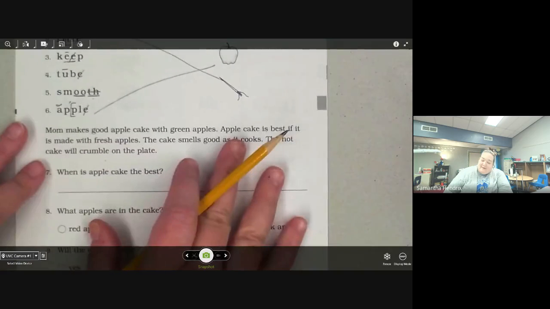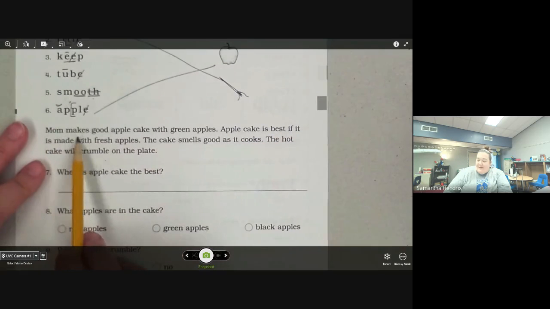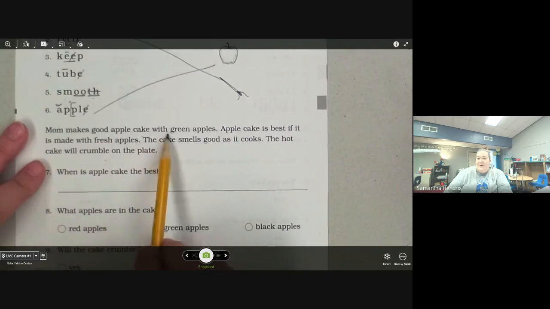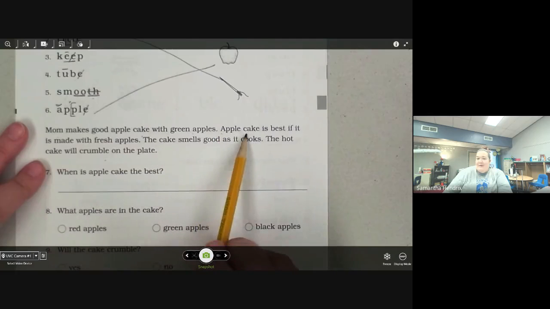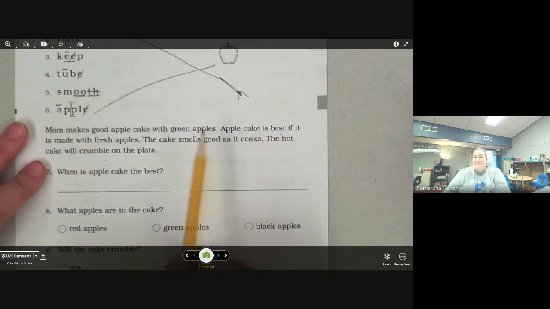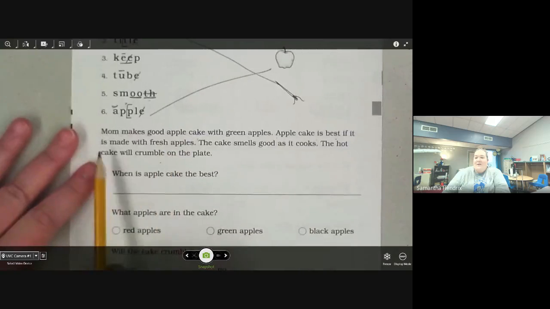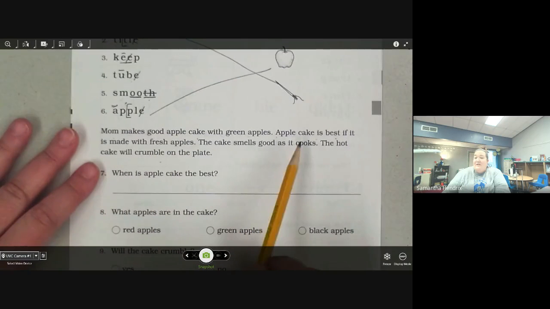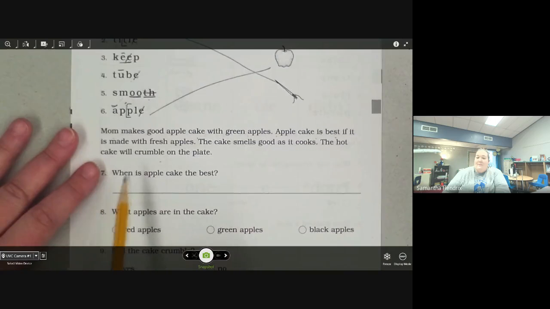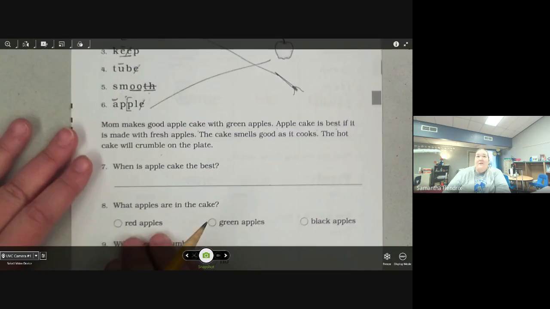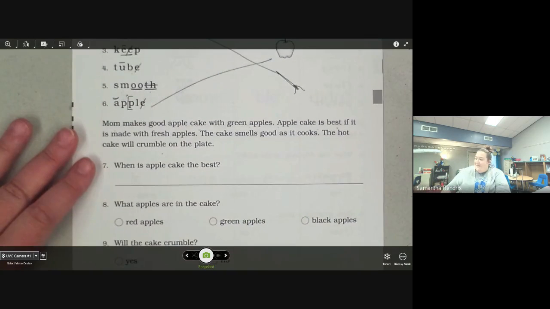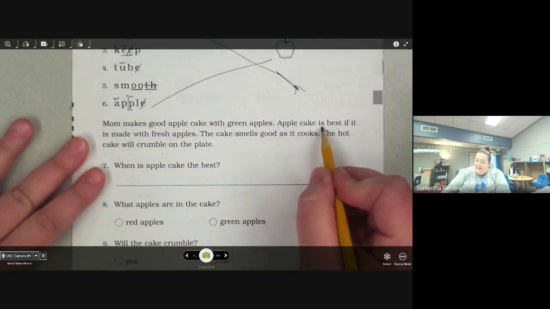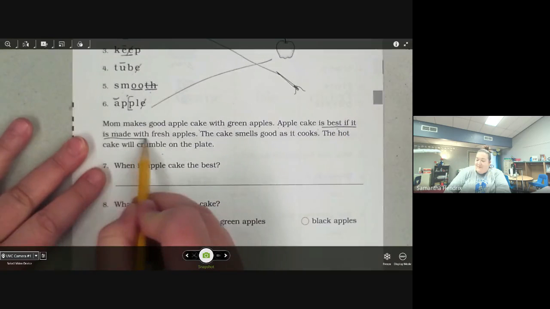So let's read this. Mom makes good apple cake with green apples. Apple cake is the best if it is made with fresh apples. The cake smells good as it cooks. The hot cake will crumble on the plate. When is apple cake the best? Apple cake, I'm going to underline, is the best if it is made with fresh apples.